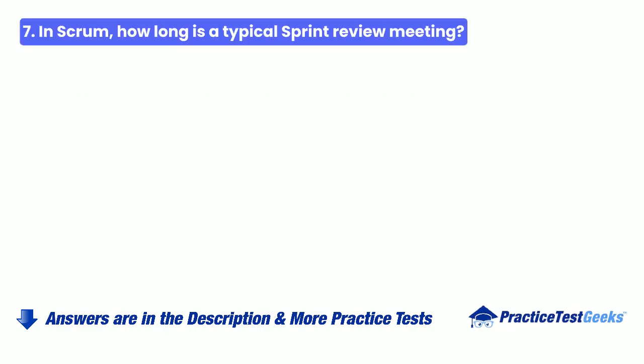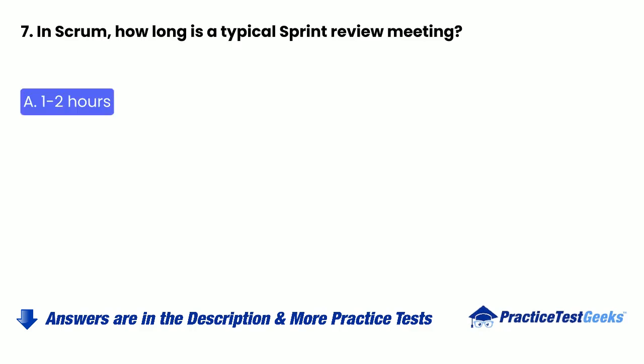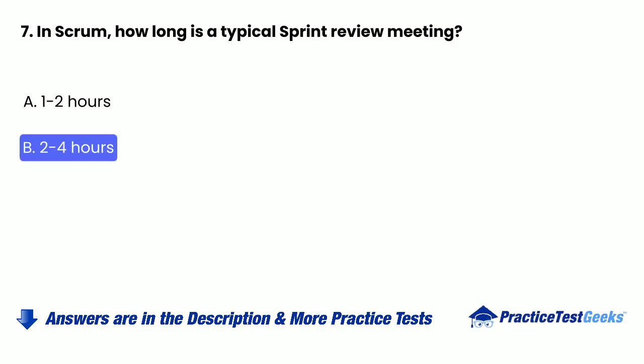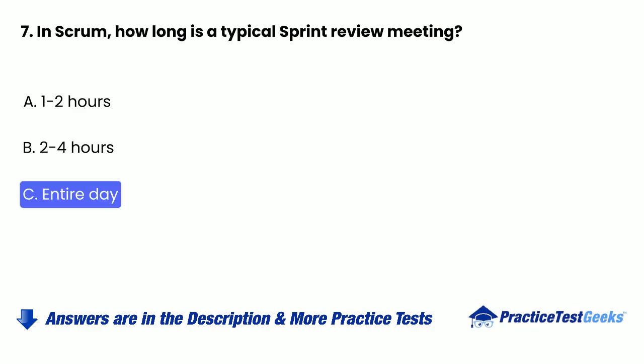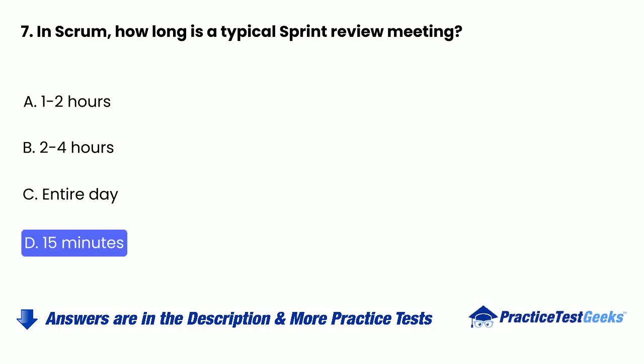Seven. In Scrum, how long is a typical sprint review meeting? A. 1 to 2 hours. B. 2 to 4 hours. C. Entire day. D. 15 minutes.